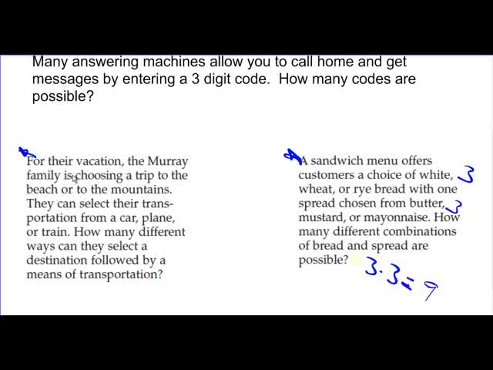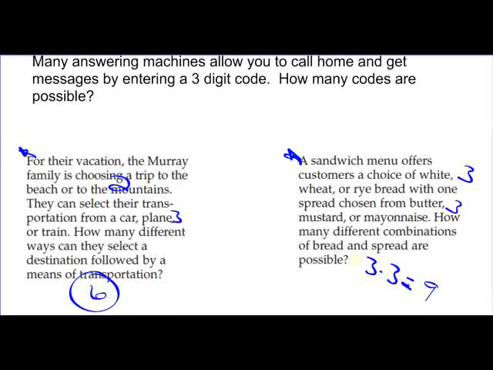For their vacation, the Murray family is choosing a trip to the beach or to the mountains. That's 2. They can select their transportation. Okay, so the trip itself and then the transportation. Car, plane, or train, that's 3. How many different ways can they select the destination followed by the means of transportation? So 2 times 3 is 6.